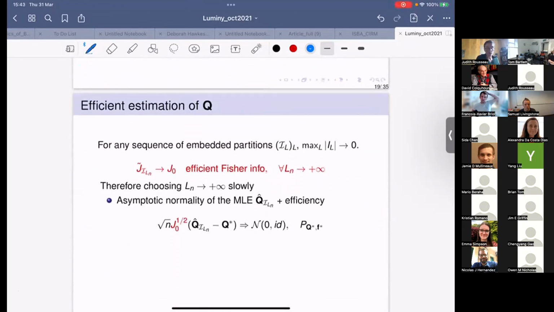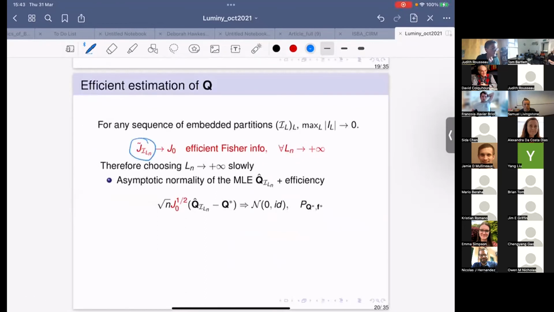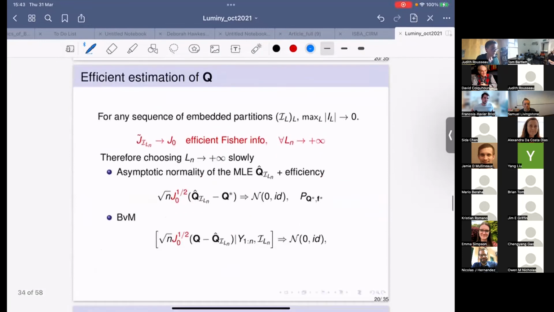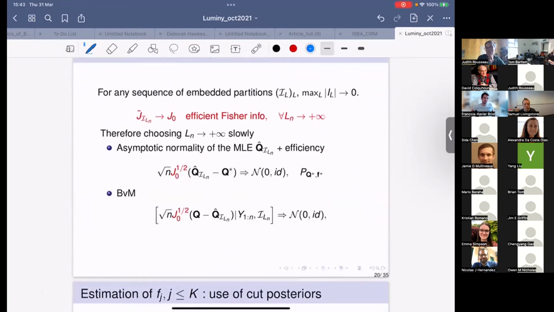And once you have proved that, then you can prove that the Fisher information matrix in model L converges to the efficient Fisher information matrix, and the maximum likelihood estimator is asymptotically efficient, and the BvM is an efficient BvM in the sense that the posterior distribution has the right variance as well. So you have not only obtained reliable confidence regions by using credible regions, but also the size is optimal. So that's all good, in a sense, but it's only for Q.